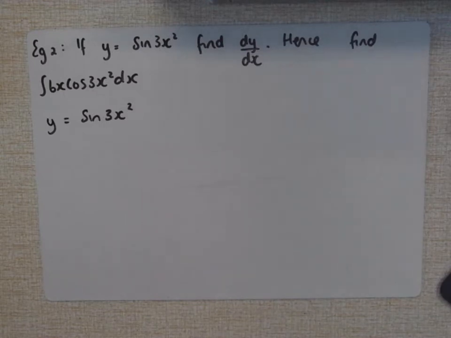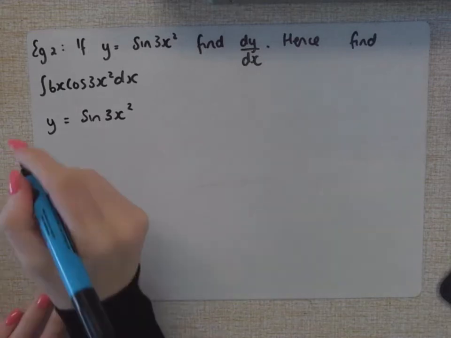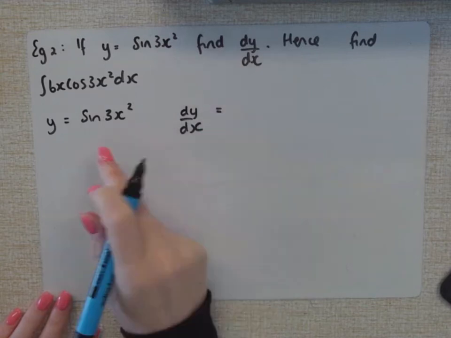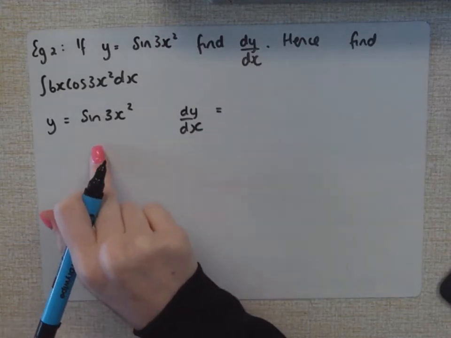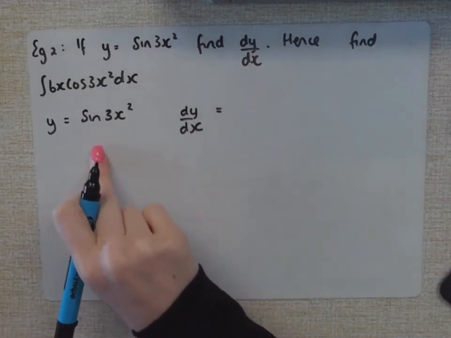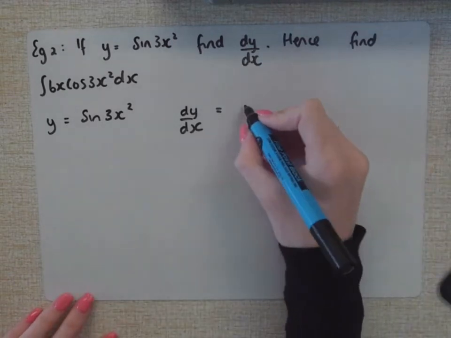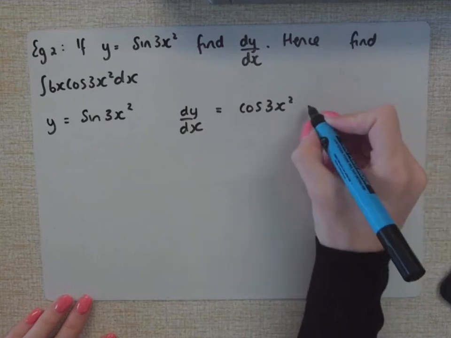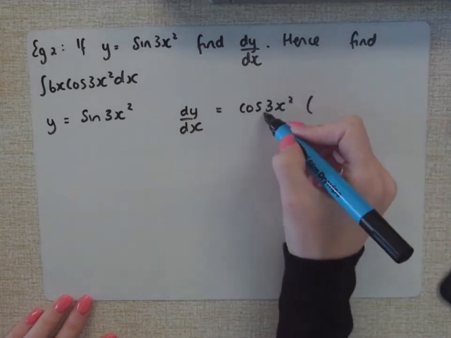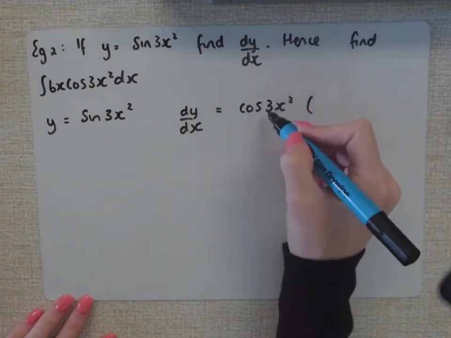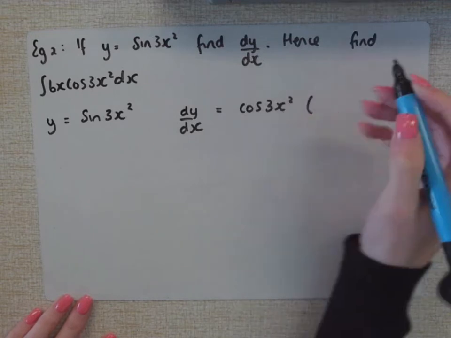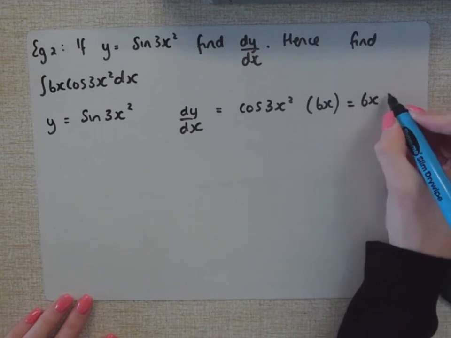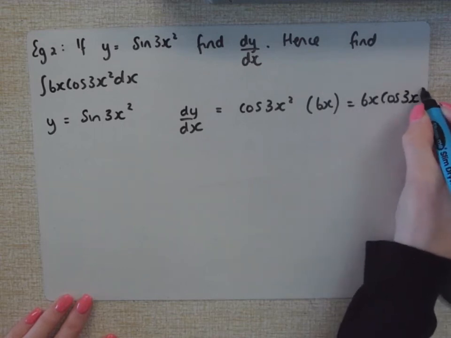Okay, y is sine of 3x squared. What would dy dx be? How do I differentiate this? Differentiate sine, you get cos. Okay, so it's going to be cos of 3x squared multiplied by the derivative of this exactly. Differentiate 3x squared? 6x. Okay, so you get 6x cos 3x squared.